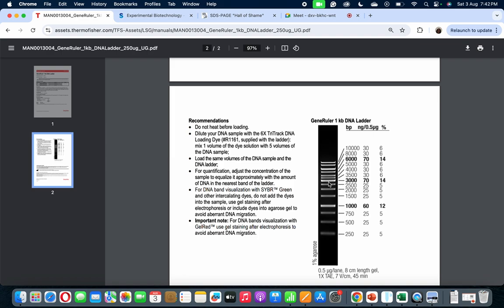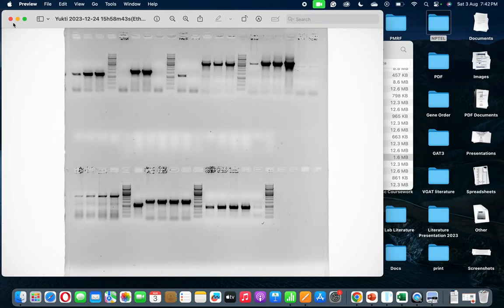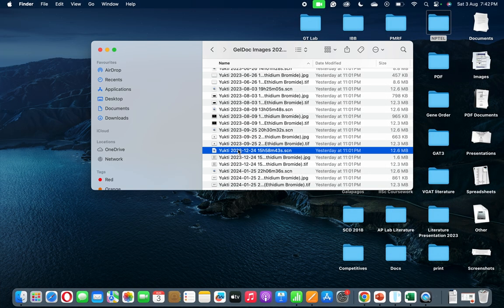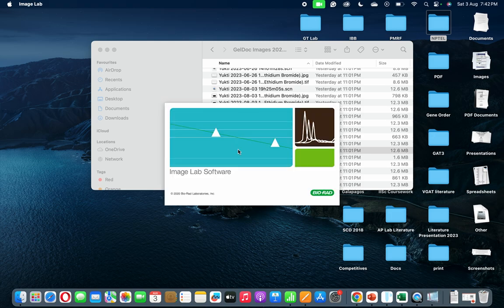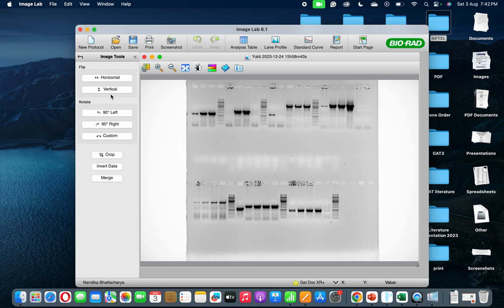So I know that this is 70 nanogram, this is 70 nanogram, this is 60 nanogram. So I can use this to find the relative intensity of my band, and so I can get an idea of how much DNA is there in my band. So we'll just try to do that using ImageLab. Same deal, I'll open the image here and crop it for the region I want to analyze.